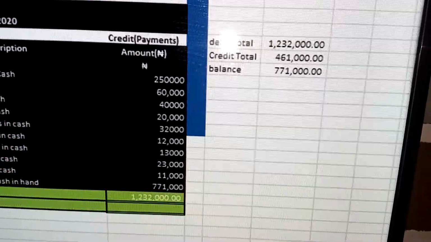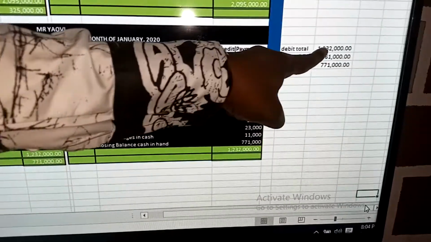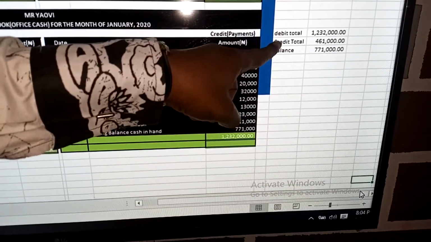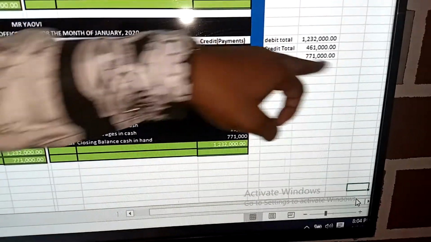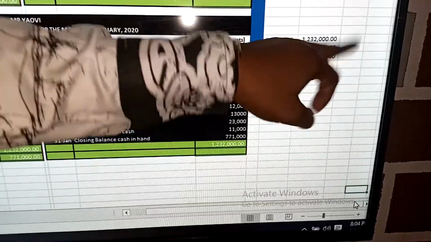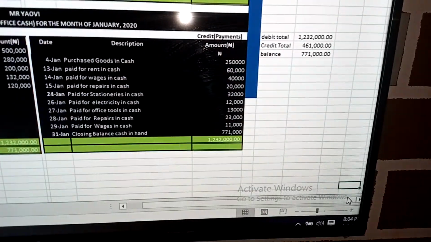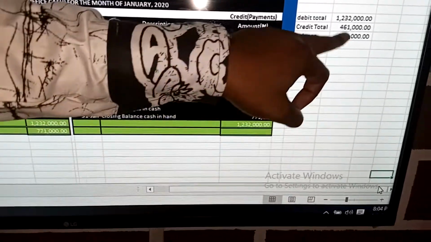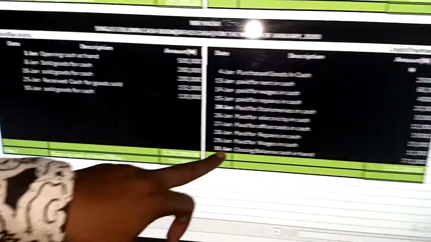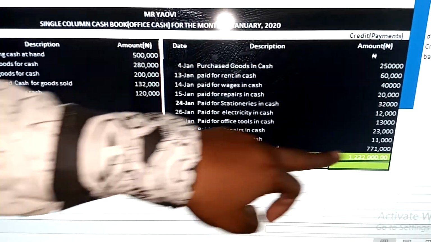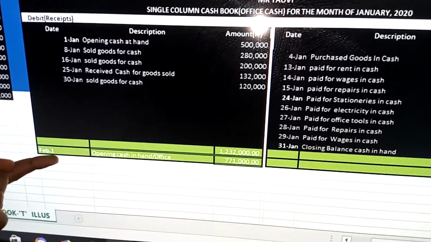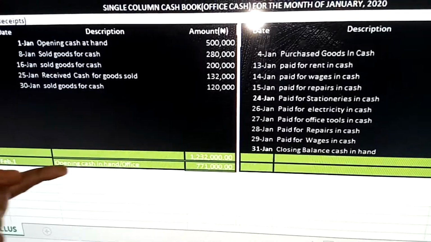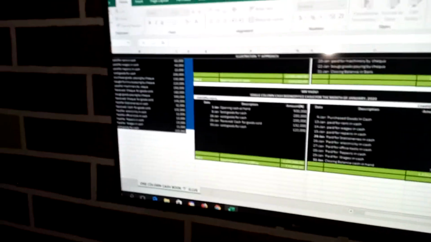You're doing the same thing for the cash here. This is the total debits, and this is the total what? Credits. Total debit is 1,232,000. Total credit is 461. So the debit side, which is the receipt side, is 1,232,000. The credit side, which is the payment side, is 461,000. So the difference is what? 771,000. So in the office, at the end of the month, we have balance of 771,000. That's why you're having a closing balance here, cash in hand, 771,000. So by the following month, you're starting with what? 771,000, which is the opening cash in hand or opening office.